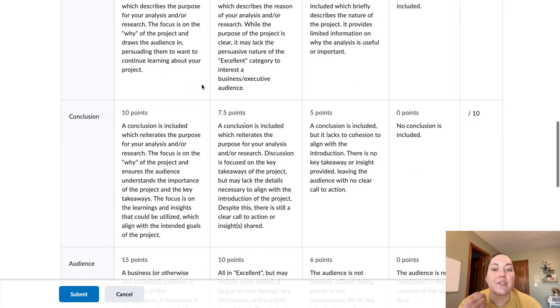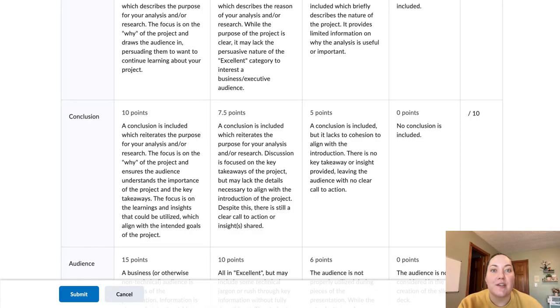So that conclusion is going to reiterate why your presentation, your analysis was so important. You're going to focus on the key takeaways, those insights that you learned, what's next. Make sure it aligns with what you told them at the beginning. So make sure you didn't completely flip the script and change what you're going to talk about. So that's the excellent. Good, you didn't quite align it. You maybe switched a little bit. Fair, there's not a lot of good takeaways.